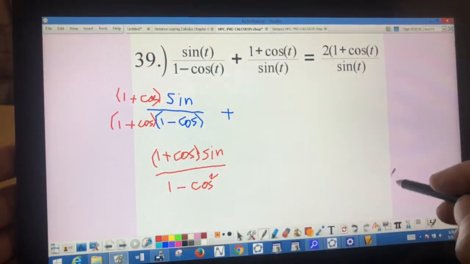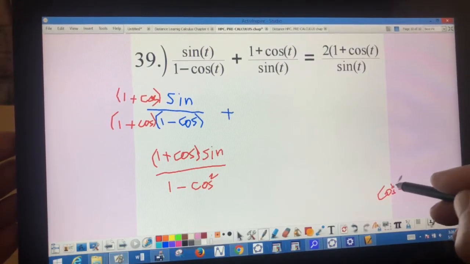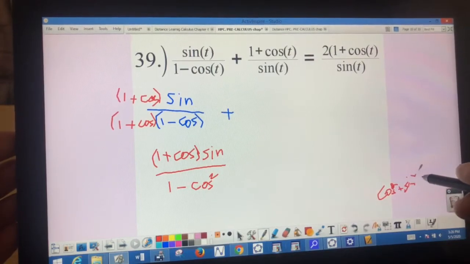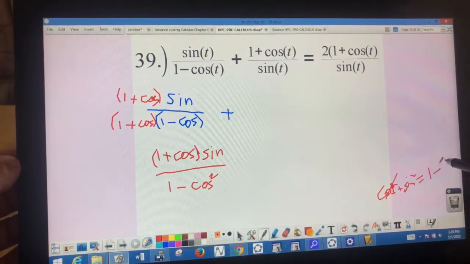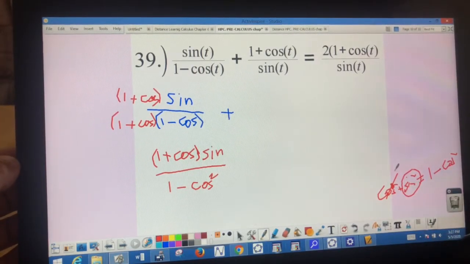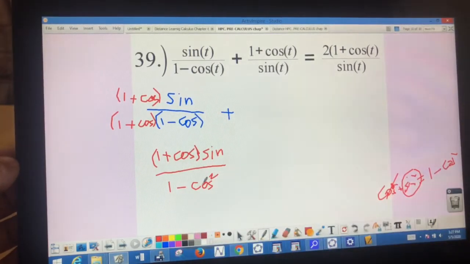Okay, and then back to Pythagorean theorem, cosine squared plus sine squared equals 1. You all remember that. Then if I get 1 minus cosine squared, that should remind you of a sine squared. So this guy here is sine squared. Okay, so let me shrink that down and I'll write sine squared.